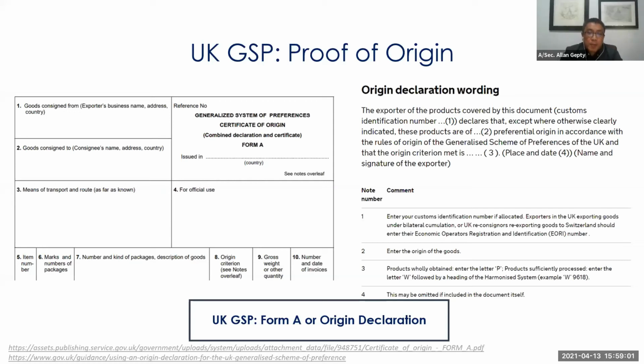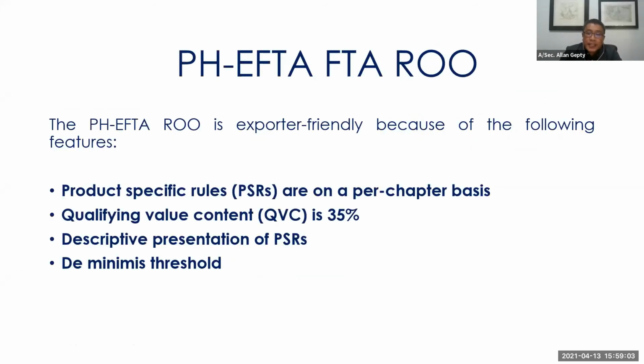Now, with respect to our free trade agreement with EFTA countries, we can say that the rules of origin are exporter friendly because of the following features. Number one, we have product-specific rules that are on a per-chapter basis. So in other words, you don't have to refer to specific tariff lines. For the whole chapter, there is only one rule. The qualifying value content is only 35%, and there is a descriptive presentation of product-specific rules.